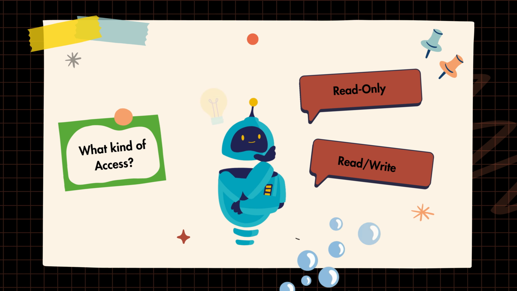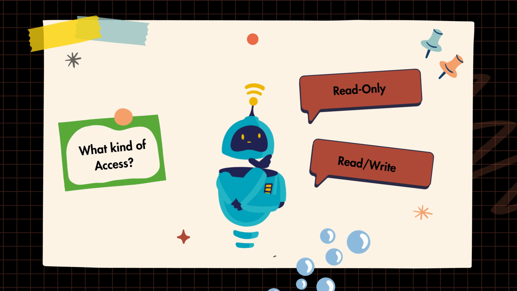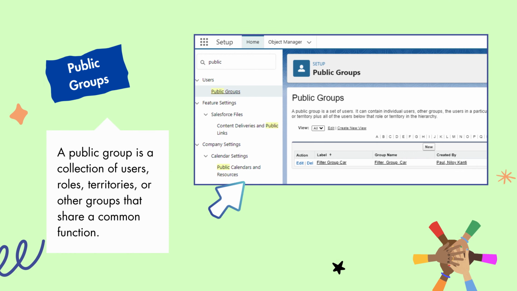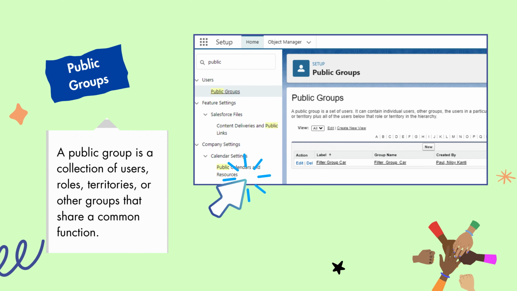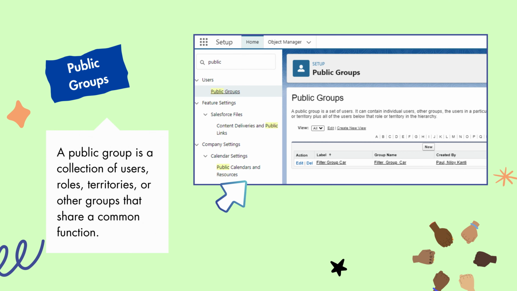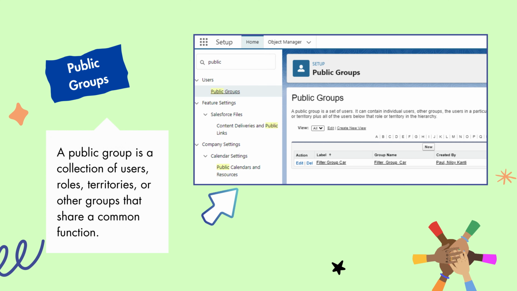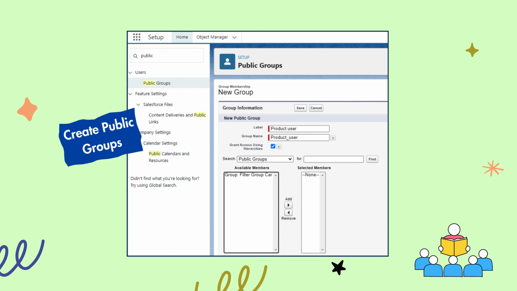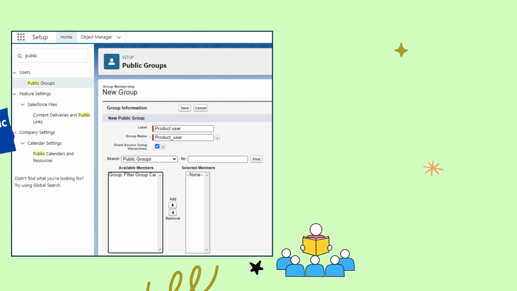Before diving into creating a sharing rule, let's talk about the importance of defining a public group. A public group is a collection of users, roles, territories, or other groups that share a common function. By setting up a public group, you make the process of creating and understanding sharing rules more straightforward. It's especially helpful when dealing with multiple rules in a large organization.